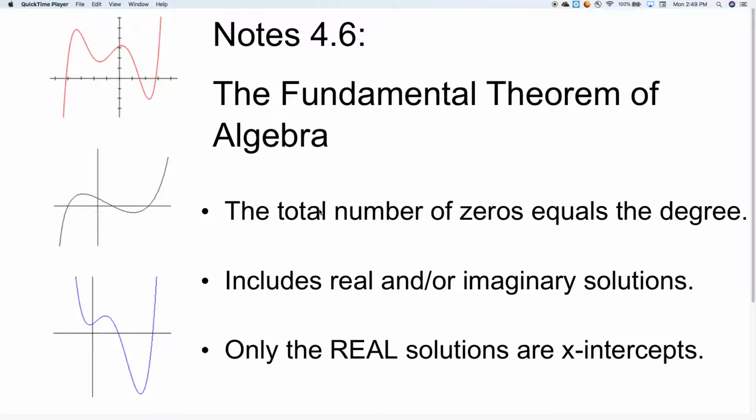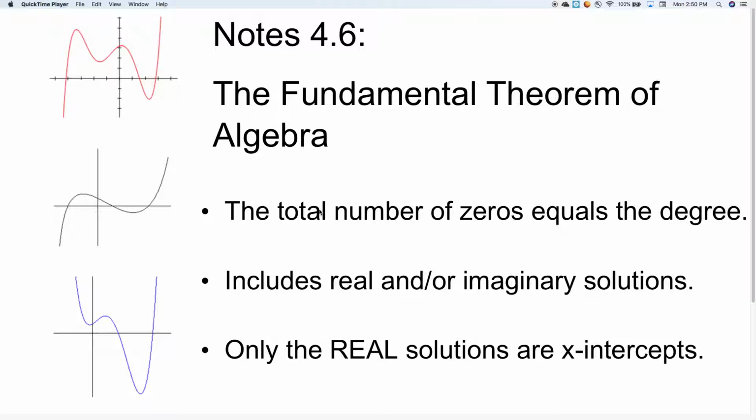Now, the actual fundamental theorem of algebra is a little bit more math wordy than these 3 bullet points I'm giving you. And one might argue that my first bullet point there is actually a corollary to the theorem, something that comes from the fact that the theorem is true. But for our purposes, this is basically what we need to know about the fundamental theorem of algebra.